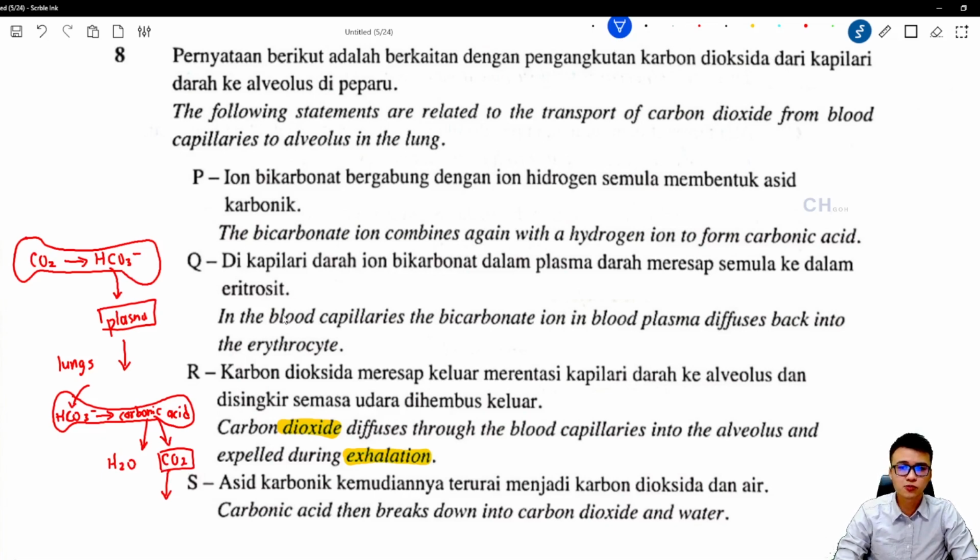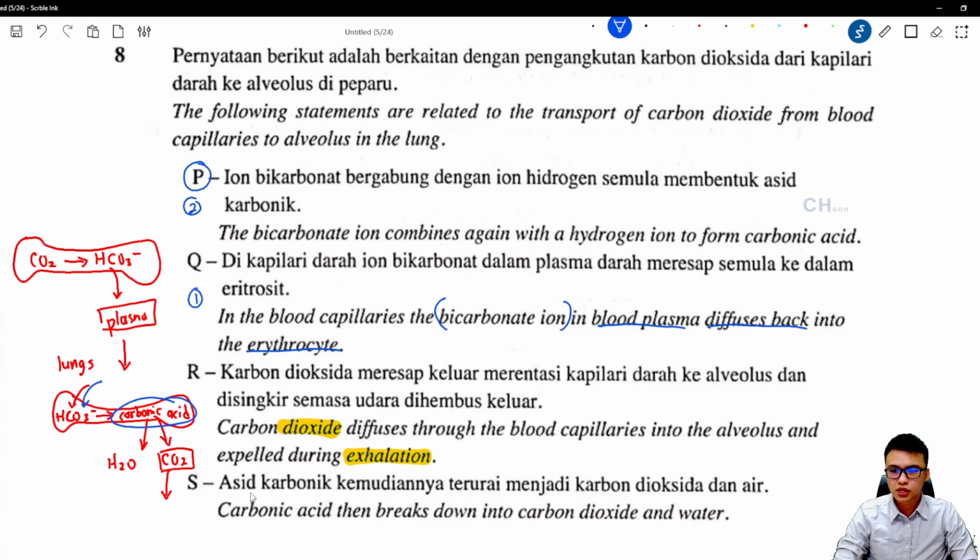The first step of this process must be the bicarbonate ions in the blood plasma diffuse back into the erythrocyte. So this is the ID here, diffuse back into the erythrocyte. After that, it will be converted into carbonic acid. P will be the second step. The bicarbonate ion combines again with the hydrogen ion to form the carbonic acid. So this is the second step, this is the first step.